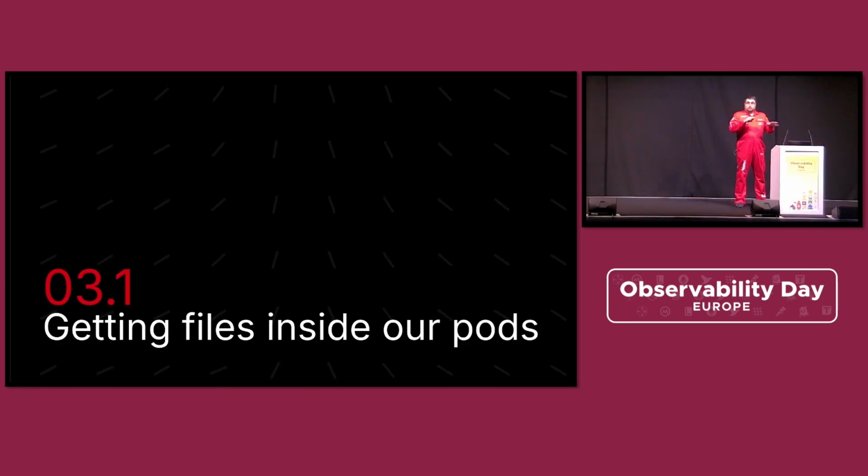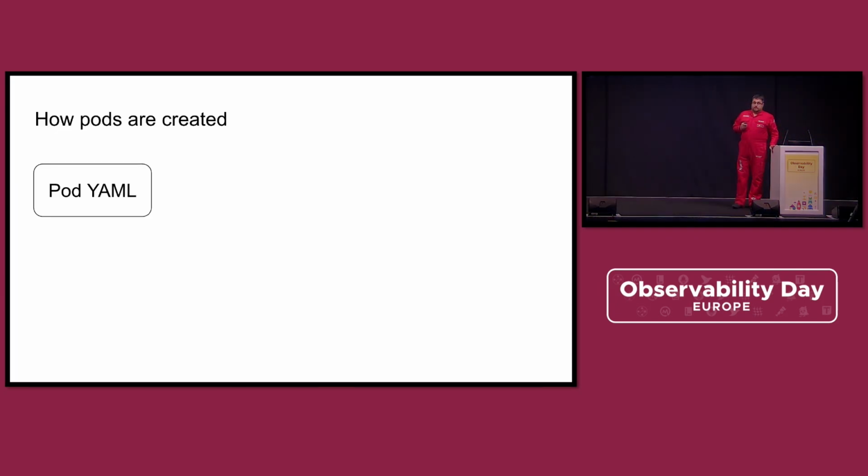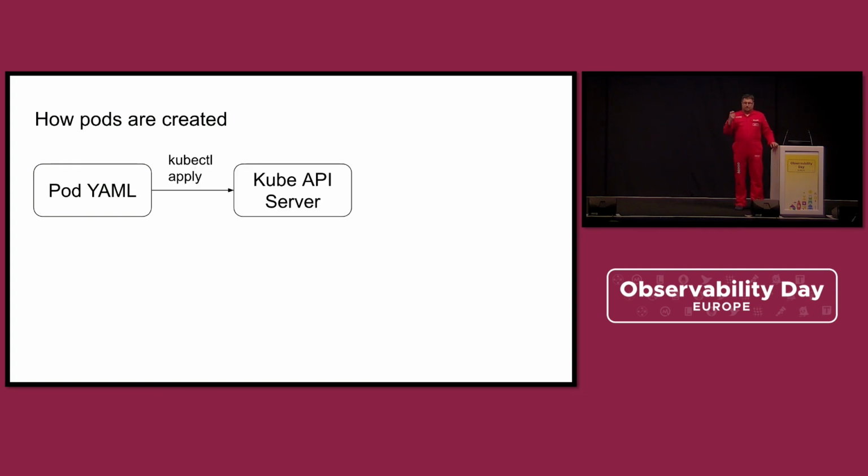All right, so how do we actually make this work on Kubernetes, step by step? First, we get the files inside our pods. And first, we need to look at how a pod is created. What is the process? You have some YAML in some shape or form somewhere, and then you tell, for example via kubectl apply, the kube API server, please create me a pod like this. And then the kube API server obliges you and creates a pod.